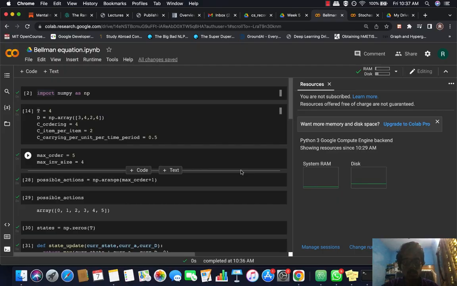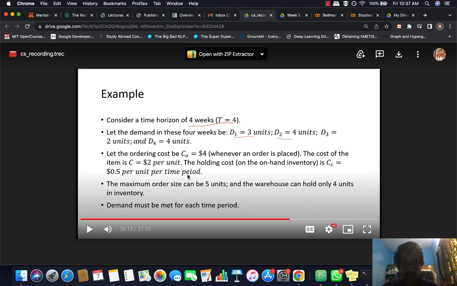In this tutorial, we'll be looking at a Python implementation of the Bellman equation. So let us look at the problem statement that was discussed in the class. We will consider a time horizon of T equal to 4 weeks, and the demand in the first week is 3, second week is 4, third week is 2, and the fourth week it's 4 respectively. And these are the ordering and the carrying costs for this given problem.